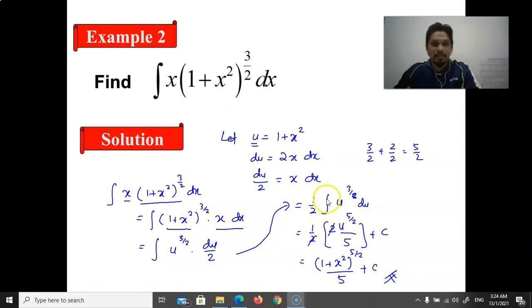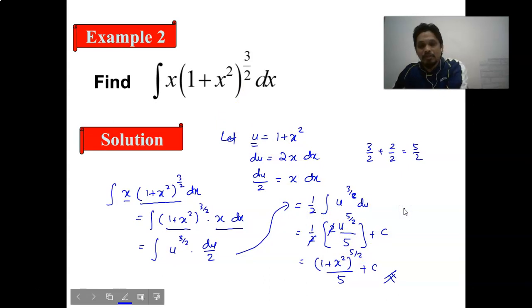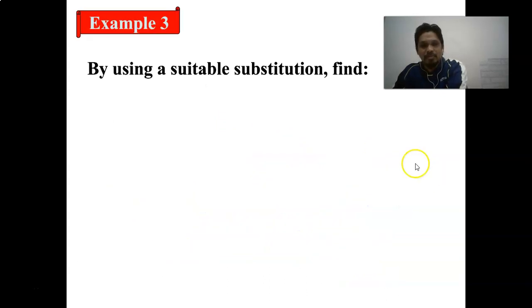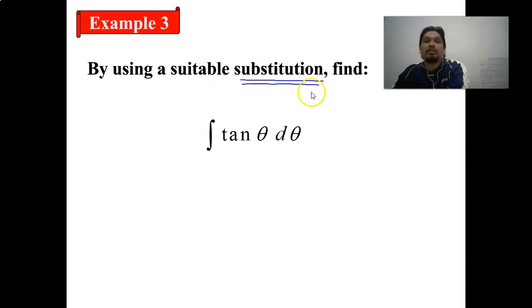Okay, that's it. Example, the solution for this question here now. Next question, by using a suitable substitution. It mentioned here clearly, using suitable substitution, find the integral of tangent theta d theta.